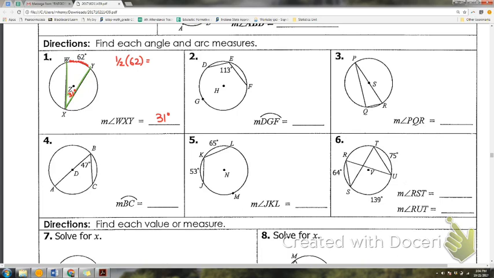Alright, number 2. It gives us the angle this time, and it wants us to find the measure of the arc DGF. Well, we can see here that this angle, 113, opens up to the arc DGF. Remember, the angle is half of the arc. So that means if we want the arc, we have to double the angle. Okay, again, we're showing our work, which is going to be helpful to you as you're trying to figure this out. So double 113, 226.